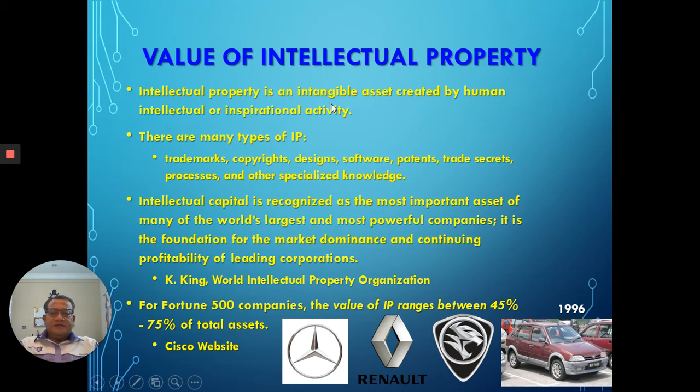in a non-physical appearance. It could be in digital form, or in the form of a document, file, procedure, or process that is created by the inventor to show their creation of a product, process, and so on. So there are many types of IP, intellectual property. It can be translated into trademarks, copyright, design, software, patent, trade secret, formula, industrial recipe, and so on. Those are considered intellectual property.